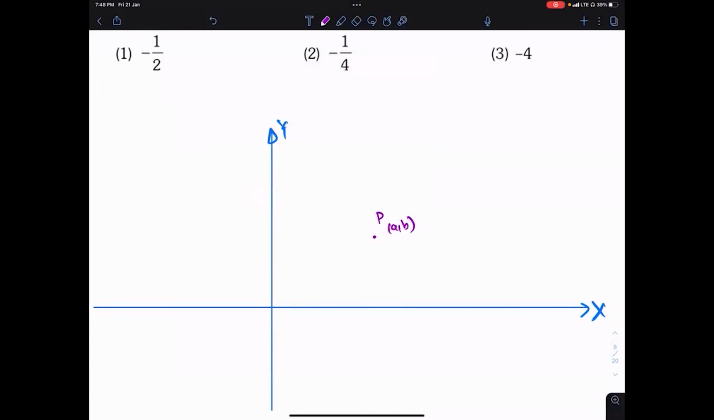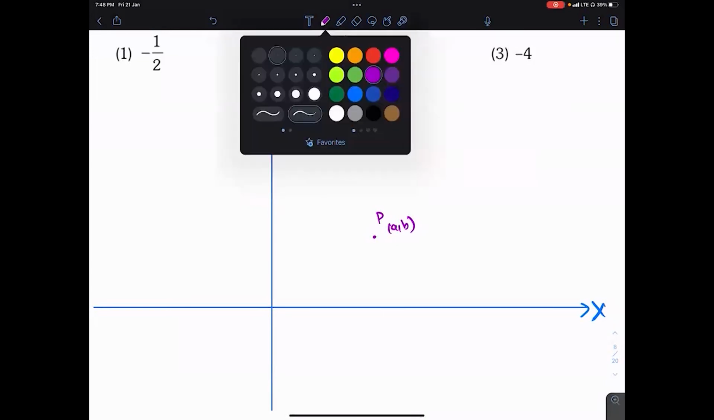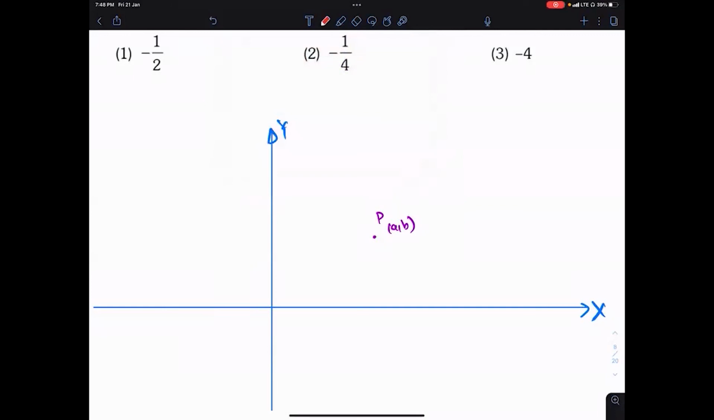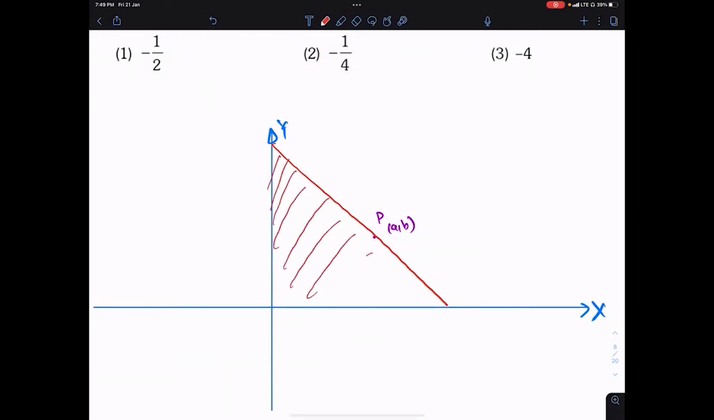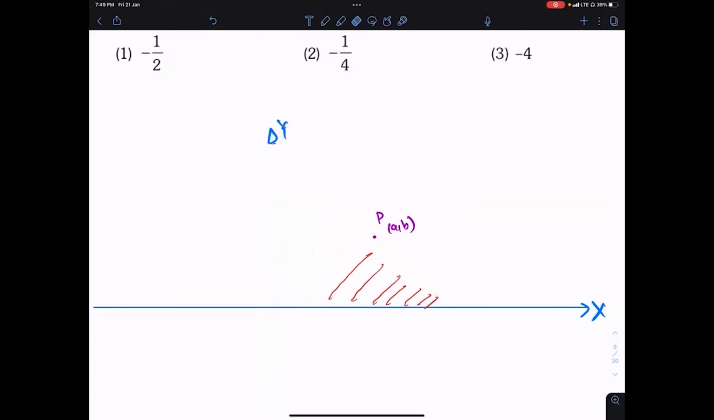Now through (a, b), how many lines can you draw? Infinitely many lines you can draw, one like this, one like this, one like this. Each time, if I take one of the scenarios, this triangle will have some area. Now the question is, for which line will the area of the triangle be maximum? That will be the question.